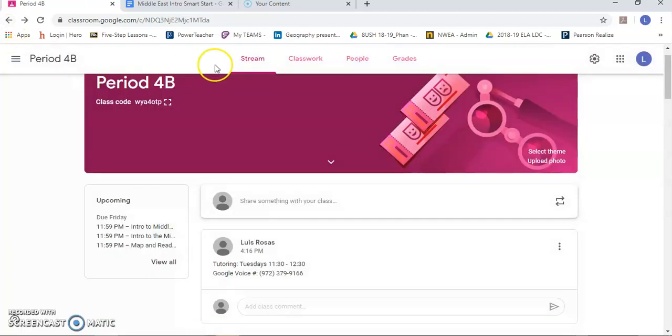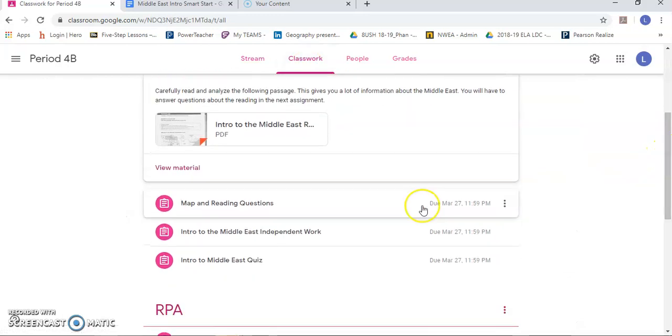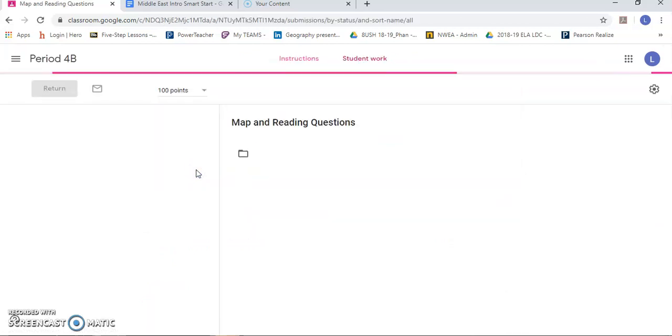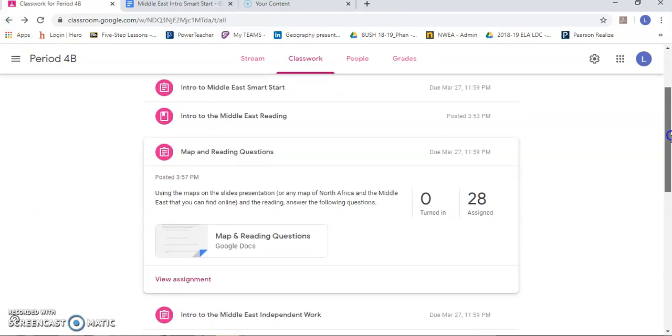Let me see if I can find your next assignment. After you do the Middle East reading, there's going to be map and reading questions. And I don't think I have uploaded that one yet. I'll fix that right now. Okay, here are the map and reading questions.